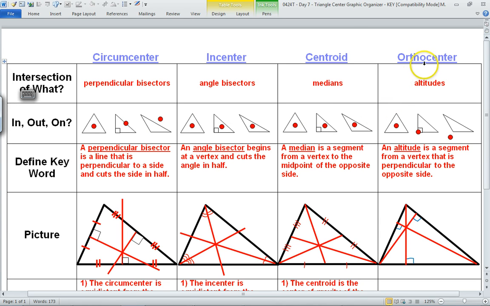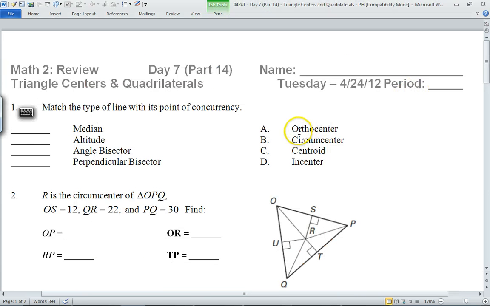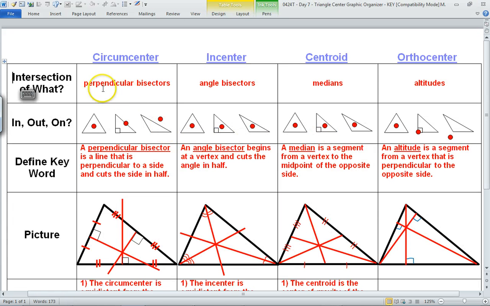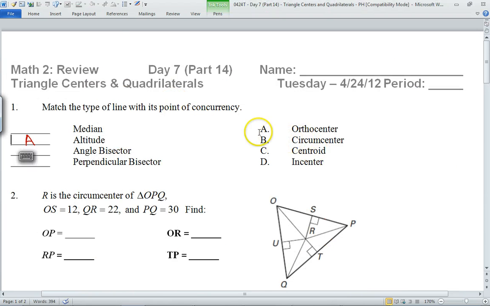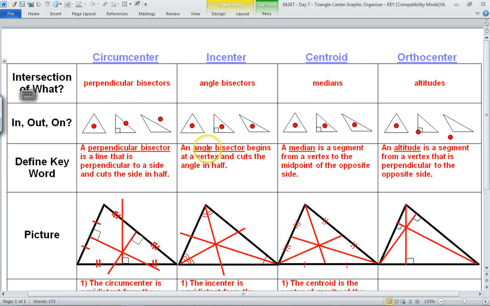For example, orthocenter, that's where all the altitudes meet. Okay, so orthocenter is going to be where the altitudes meet. So that's going to be A. Circumcenter, that's going to be where the perpendicular bisectors meet. Okay, so circumcenter is perpendicular bisectors. The centroid, that's where the medians meet. See, centroid, medians.